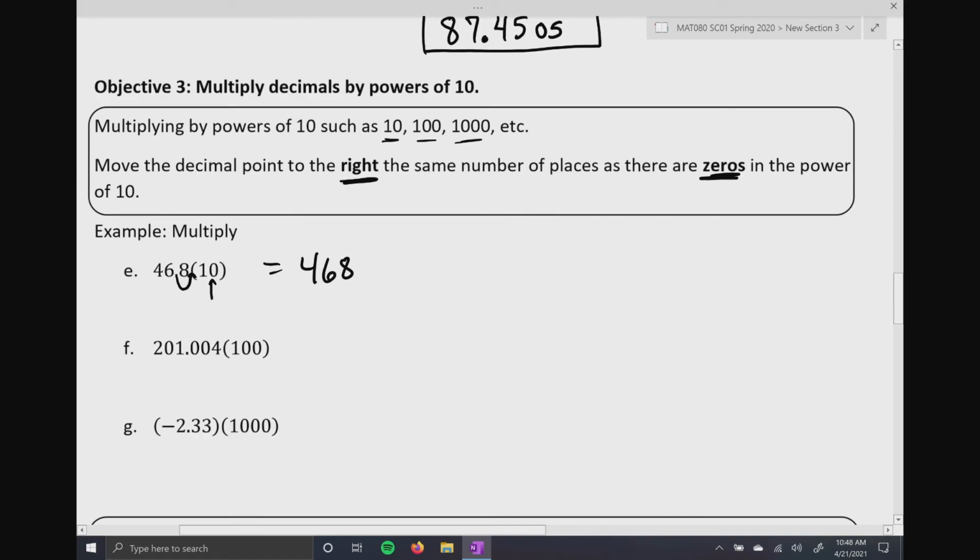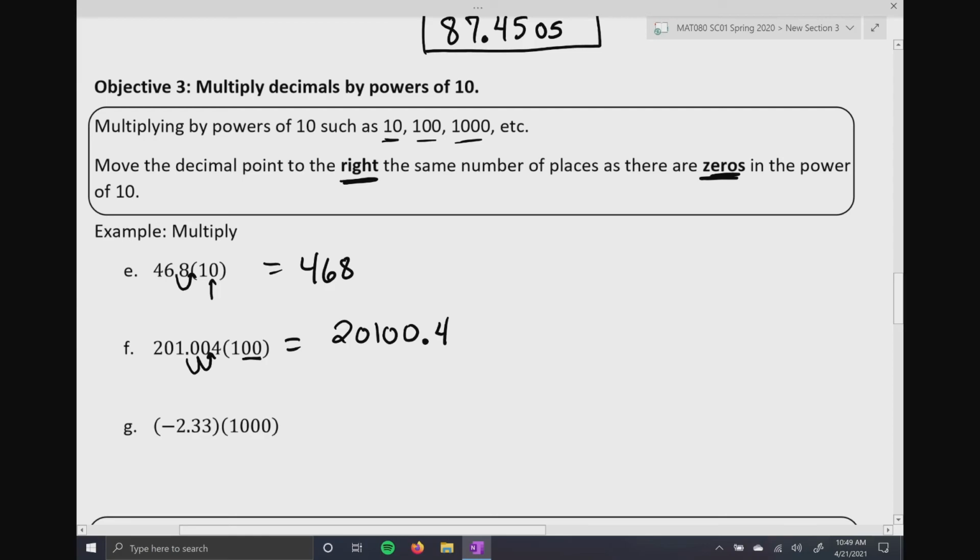For the second example, 201.004 times 100. Notice there are 2 zeros. So I take my decimal and move it 2 places to the right. 20100.4.